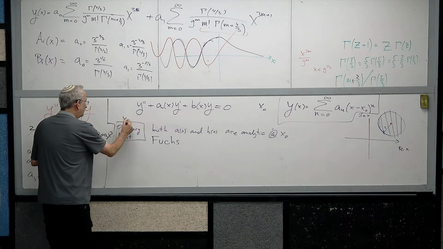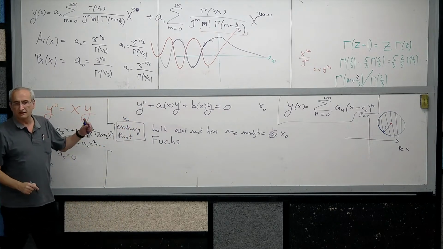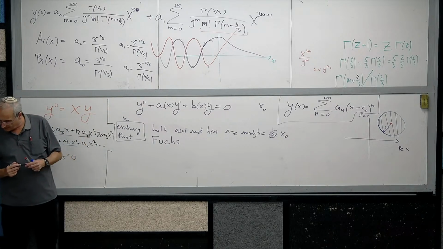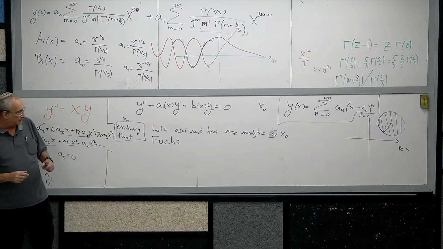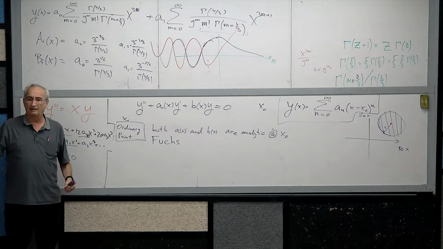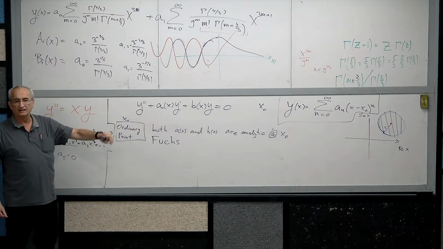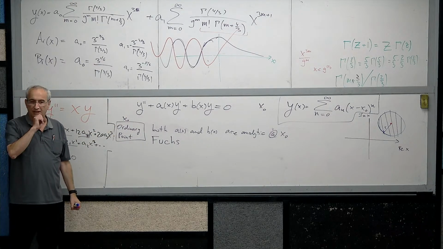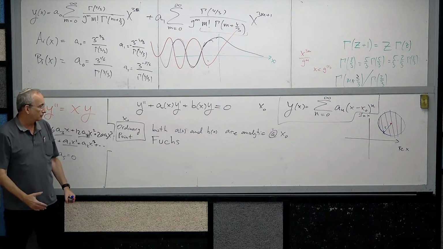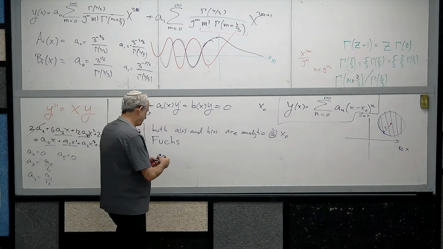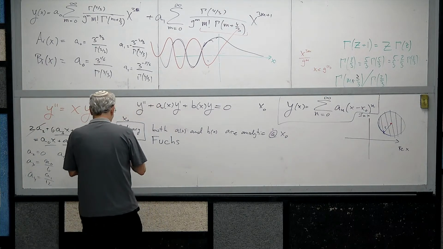So x0 is an ordinary point if both A and B are analytic at this point, and in that case, we know that this program of writing a power series will work, and we are going to calculate everything.